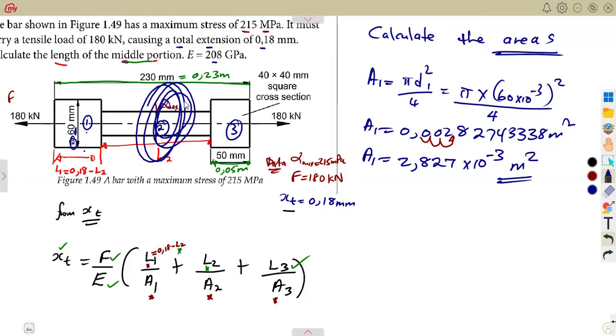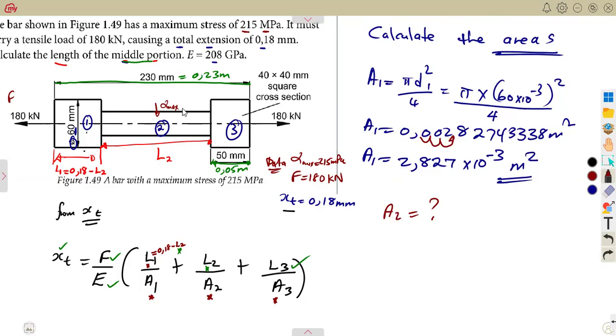The second section, the middle section here, the middle portion, we want its area, but we do not have the diameter. It was a circular part. We are supposed to be given the diameter, but we are not given that diameter. So what are you going to do? We are limited there. We do not have anything.